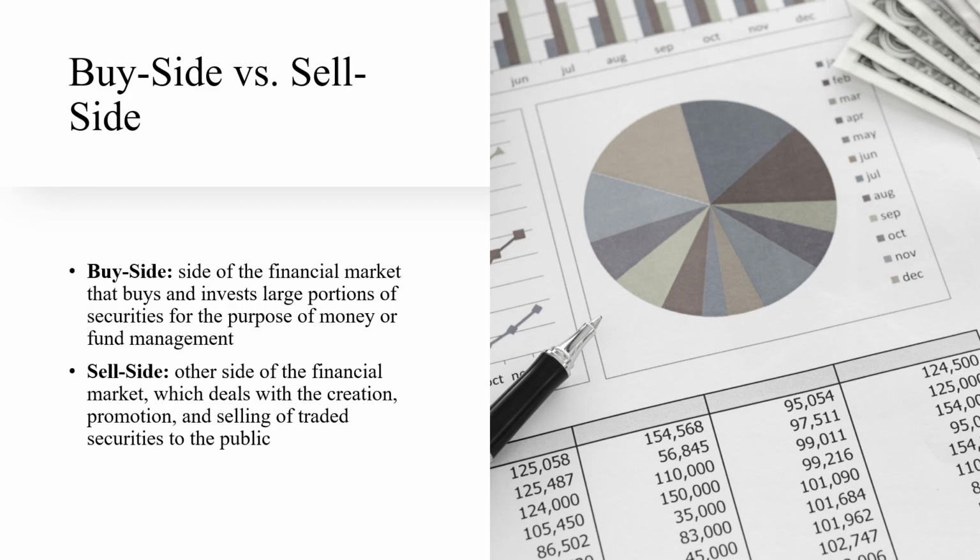Next would be buy side versus sell side. The financial market is split into two sides, a buy side and a sell side, which each have different operations within them. The buy side is the side of the financial market that buys and invests large portions of securities for the purpose of money or fund management. This is all about analysis, purchases, and investments. Some examples are asset managers, hedge funds, and pension funds.